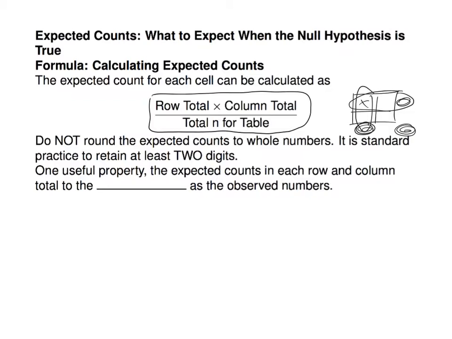One important thing, you should not round to whole numbers. We're gonna keep 2 digits, and I'd like you to all do the same thing so that when I grade your homework, I don't have to check everybody's different rounding scheme. So 2 digits.